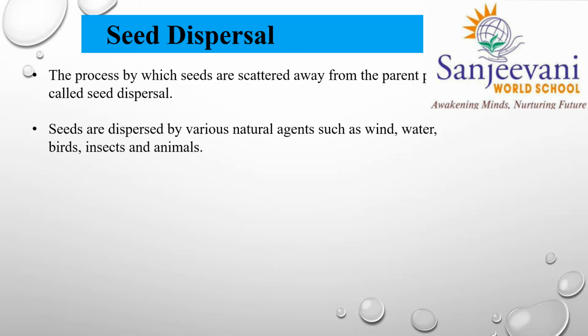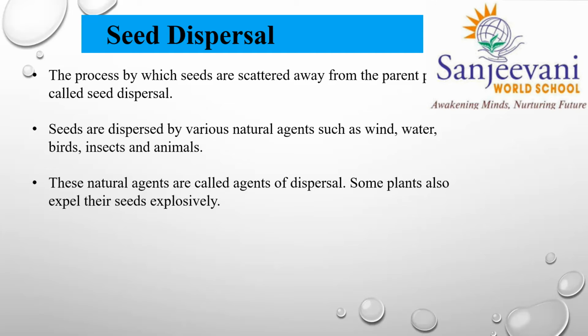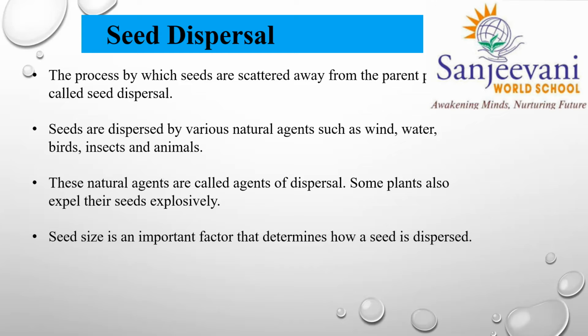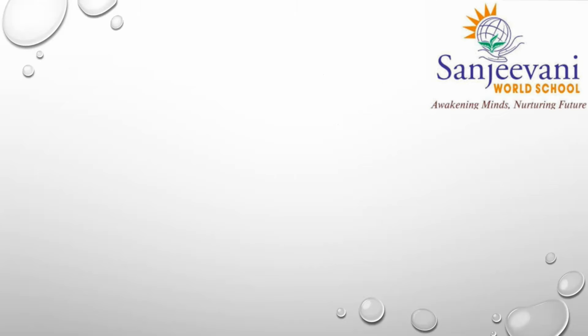We had discussed in pollination that pollen is carried from the anther to the stigma of another plant with the help of pollinating agents. Similarly, seeds are also dispersed by various natural agents such as wind, water, birds, insects, and animals. These natural agents are called agents of dispersal. Some plants also expel their seeds explosively, right? Even seed size is an important factor that determines how a seed is going to be dispersed.